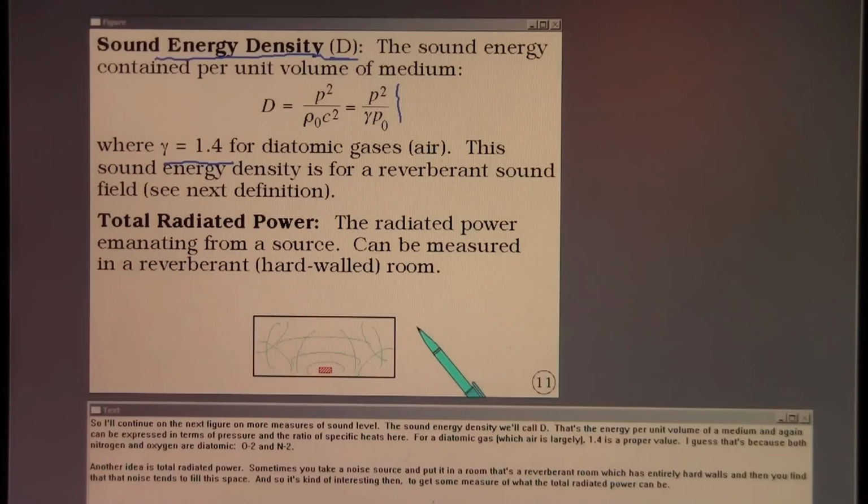Another idea is the total radiated power. Sometimes you take a noise source and put it in a room that's a reverberant room, which has entirely hard walls, and then you find that that noise tends to fill this space, and so it's kind of interesting then to get some measure of what the total radiated power can be.